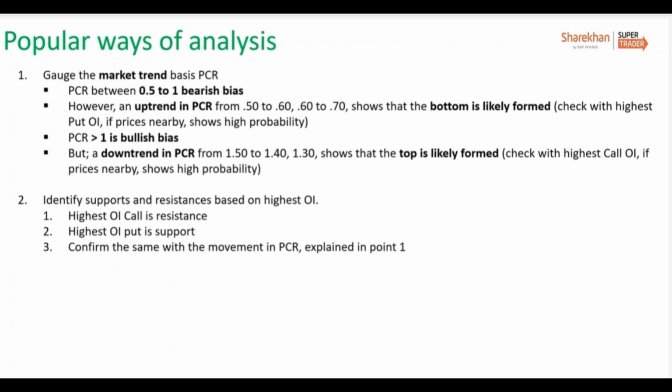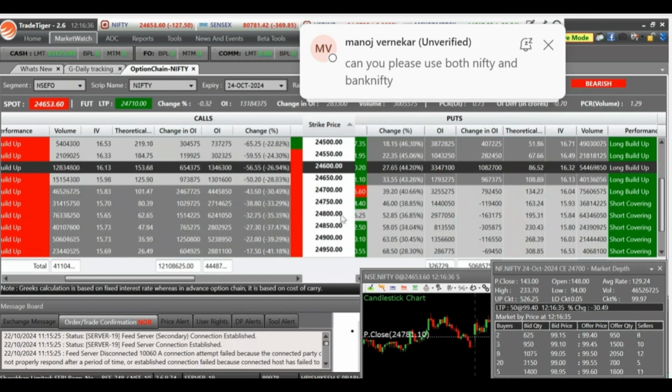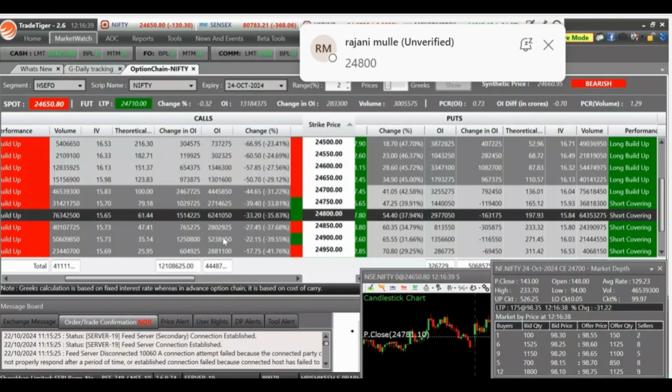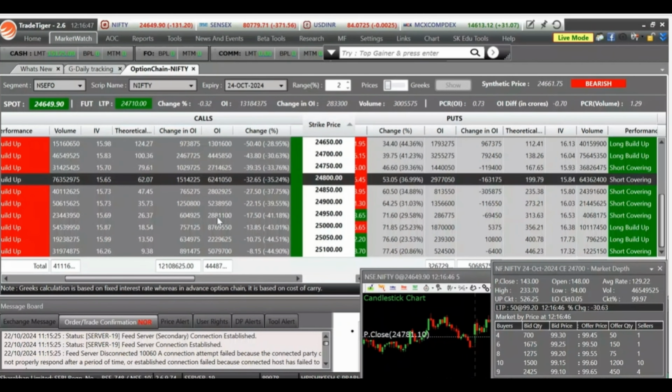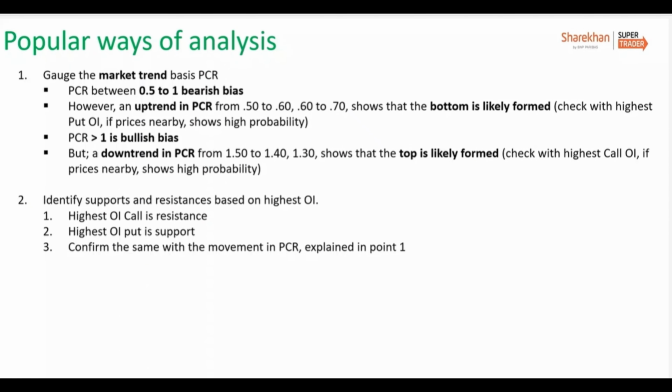Then comes identifying support resistance जो open interest के basis पे करेंगे. Highest call जो है open interest पर, okay, that will be resistance. So what is the current resistance for Nifty? This is open interest analysis. Highest open interest कौन से कॉल की साइड पे है, 24,800. Correct? Of around 62 and a half lakhs. Okay, so that can be considered as my target.